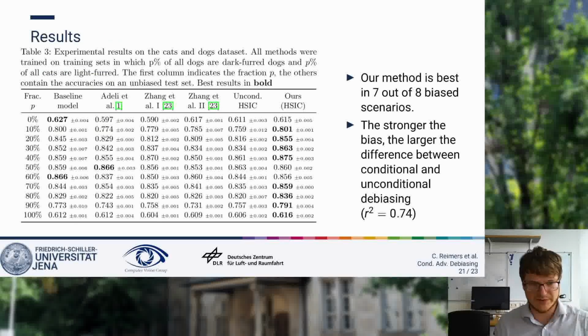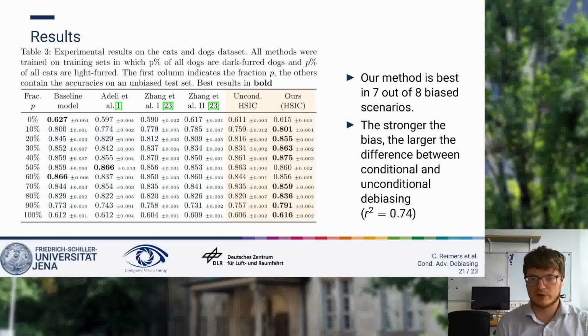And the results can be seen here. So three things: if all dogs are light-furred or all dogs are dark-furred, the fur signal can actually not be distinguished from the dog or cat signal. And if 50% of the dogs are light-furred, the two signals are actually independent. This leaves us with 8 proper bias scenarios. And out of these 8, our method outperformed the baselines and the literature methods in 7 out of 8.